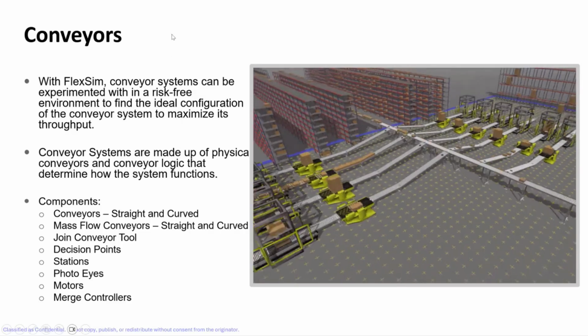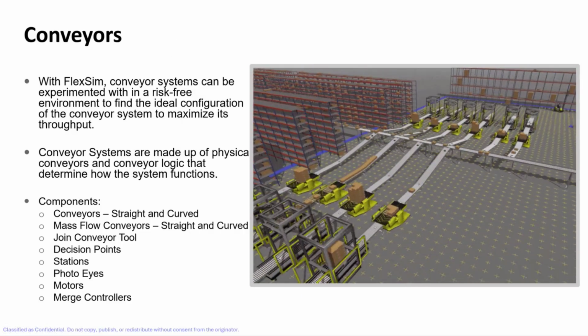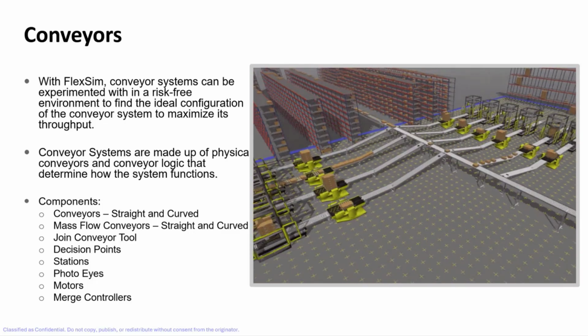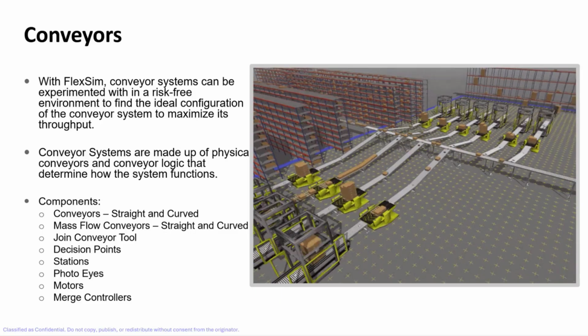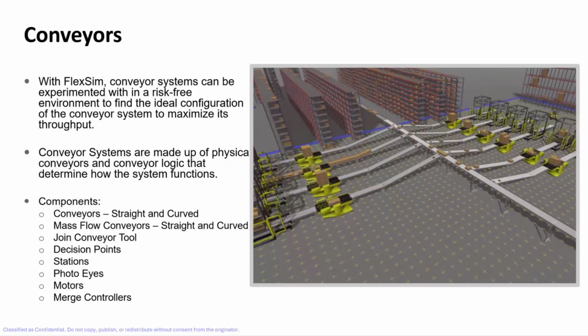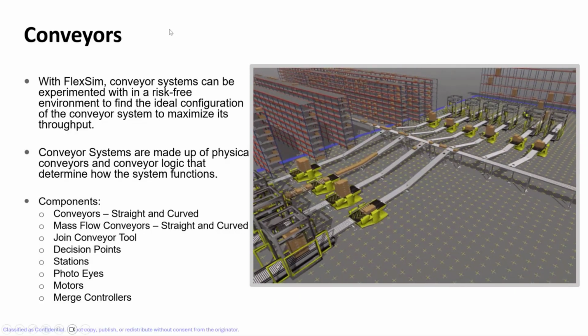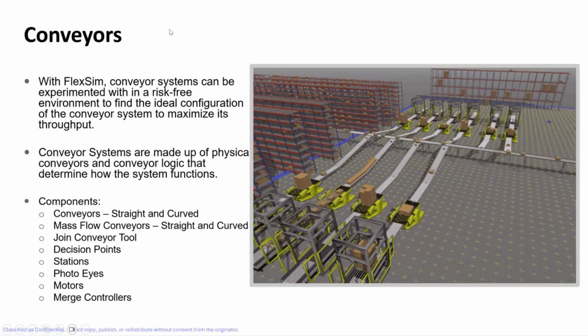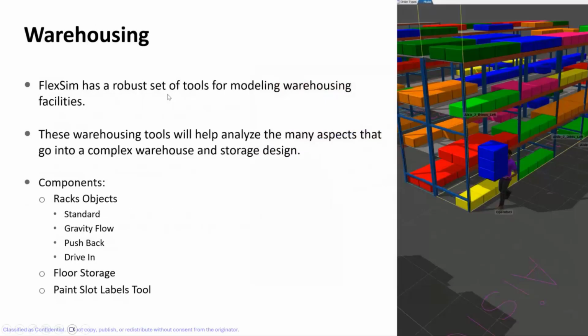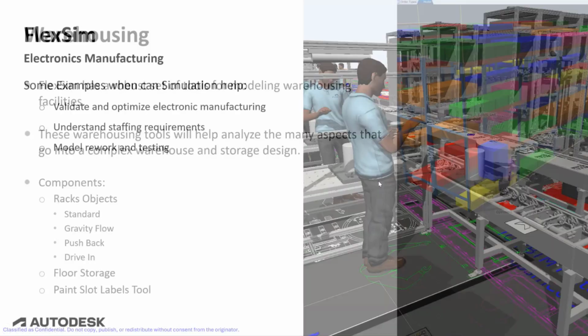Some of the strengths, or types of libraries that FlexSim has, is conveyors. It has all these common conveyor types that you can use, ready to go out of the box. Let's say you have a storage system and you want to plan a conveyor; you can just use it like Lego, drag and drop. Then warehousing: all the libraries for warehousing-related items, racking, storage systems, paint labels.